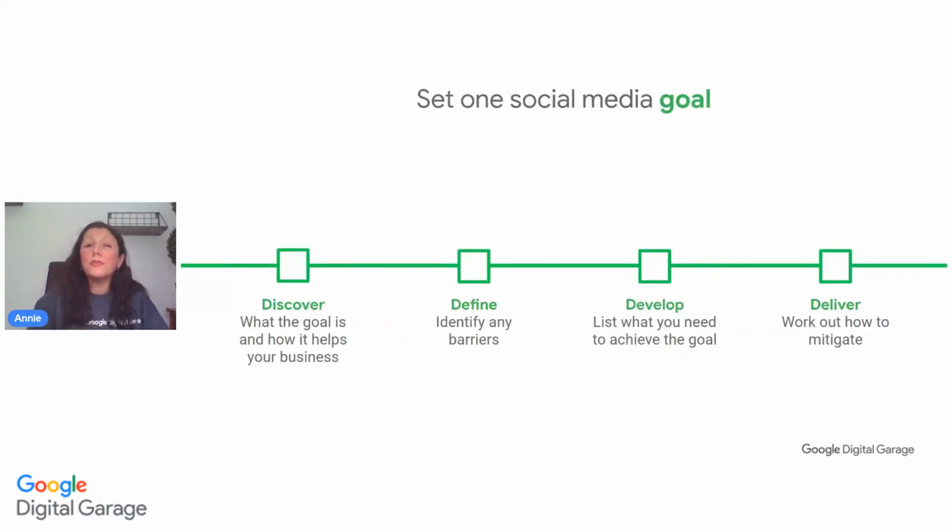The other thing is to focus just on one goal. It can be so attractive to want to do many goals at once, but just pick one for now and discover how that goal is actually going to help your business. So why am I doing this social media? Why do I want this social media page? What added value is it going to bring to my customers? And what problem is it going to solve for them?